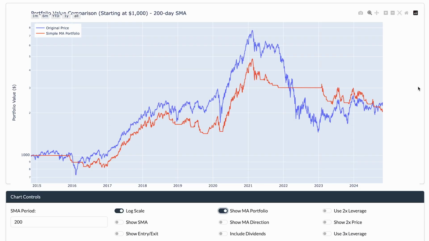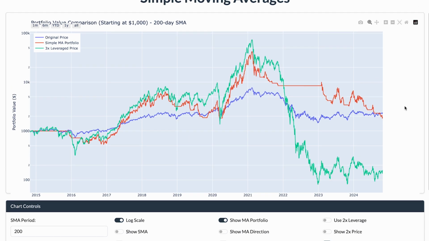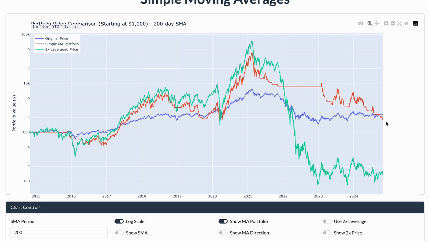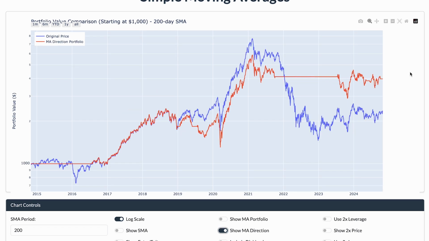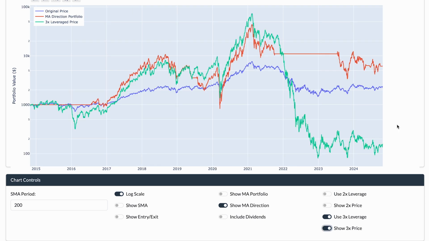If we look at the moving average portfolio, it actually underperformed across this period, though it did outperform its 2 times leverage counterpart, and certainly its 3 times leverage counterpart, but it still underperformed base in this case, so I wouldn't really call that a win. In this case, the moving average direction portfolio did very well. It mitigated most of the drawdown, and certainly outperforms its leverage counterparts, especially 3 times leverage, of course.